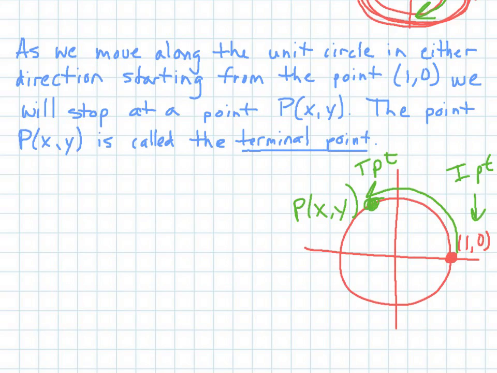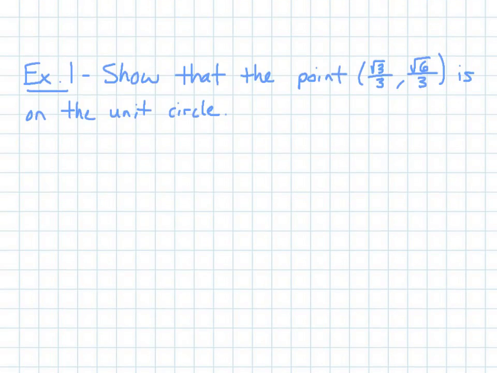So let's look at our first example. I want to show that the point (square root of 3 over 3, square root of 6 over 3) is on the unit circle. Remember, the word show means that it should be on there. To show this, we use the equation for the unit circle, because if we can plug those values in and it equals 1, then that shows it's on the circle. If it wasn't equal to 1, it wouldn't be on the circle.